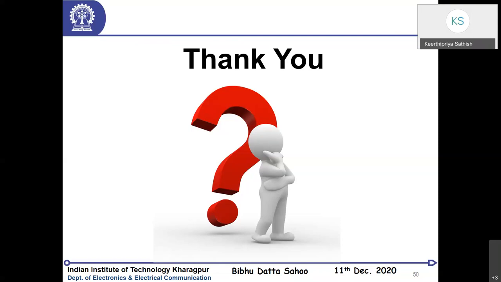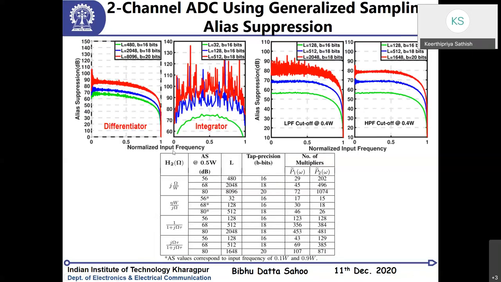So next, I think this is related to the last few slides. In the alias suppression graphs you showed, the integrator graph had more peaks or ripples when compared to the differentiator and the other filter type. Why is that? Now, the integrator doesn't work that well at DC. It has an infinite gain, so you can see that the response drops off close to DC.